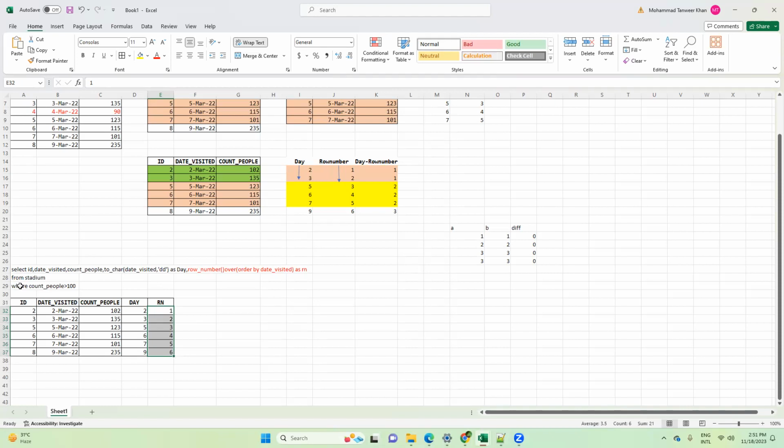Same question I have posted on my LinkedIn page as well. Is this part clear? Yes, sir. Okay, now I have to find the difference between this, right? That's what I have done here, day minus row number. I have to find the difference.